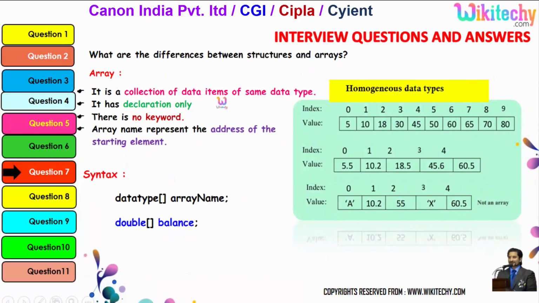Whereas an array is a collection of data items of similar data types. It has only declaration and no keyword. Previously we used the struct keyword, but for an array there is no such keyword. The array name represents the address of the starting element.